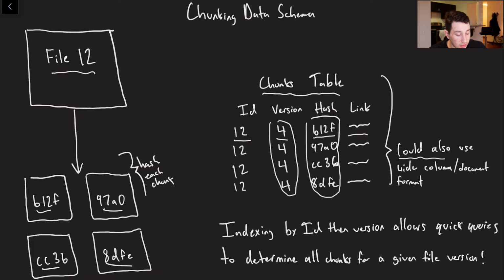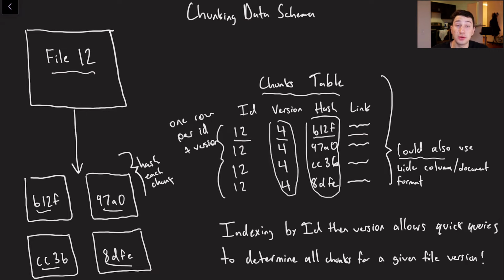Now, notice I said over here you could also use a wide column or a document format. There's no reason that all of these things have to be a separate row. We could just have one row per ID plus version. And then the hashes would be like a list or something, or a map from hash to link. Anything like that would work.